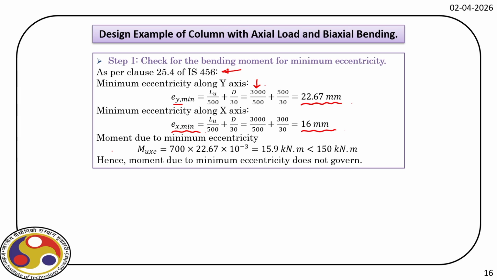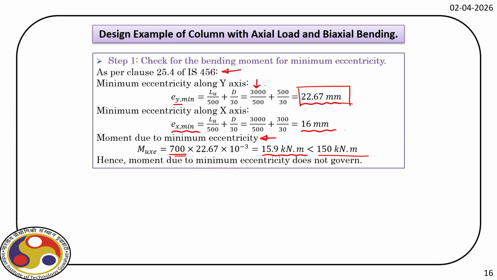Right. And then the moment due to minimum eccentricity, we have to find out. For that, we know Pu times the maximum eccentricity, which is about Y. So it is 15.9 kilonewton meter, which is less than 150 kilonewton meter.